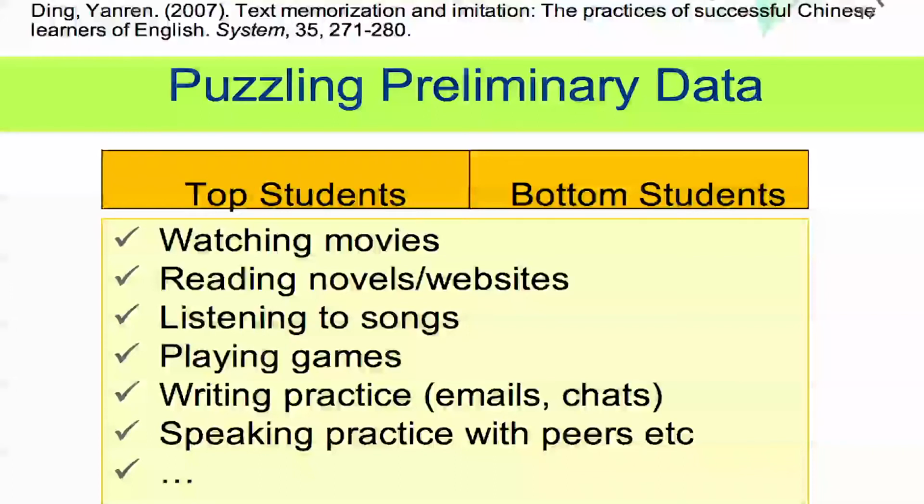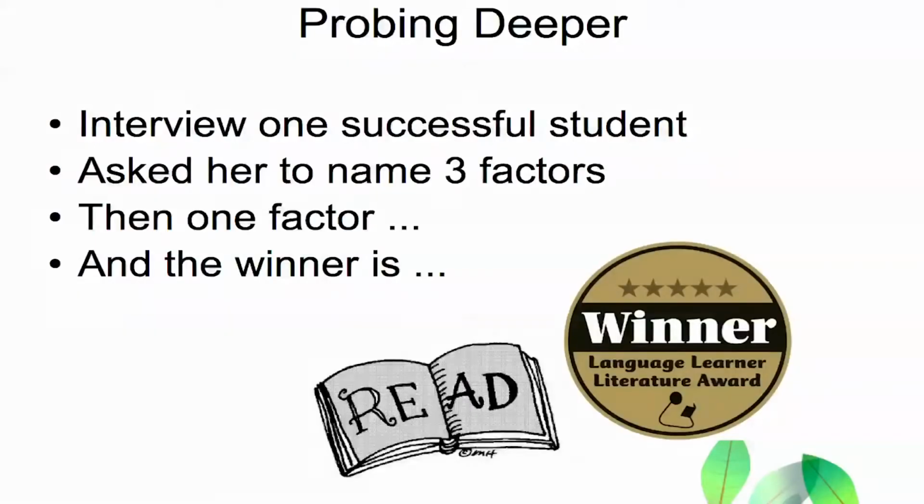Now, if both the good students and the not-so-good students are doing this, then how can we tease them apart and find out what makes the difference between the two groups of students? Again, I have some preliminary data, nothing conclusive at the moment. I probed deeper. I talked to one of the good students, and I asked her to name 3 factors out of the 10 or so that she thought were instrumental in helping her develop a higher proficiency in the English language. And then I forced her further to tell me one factor.